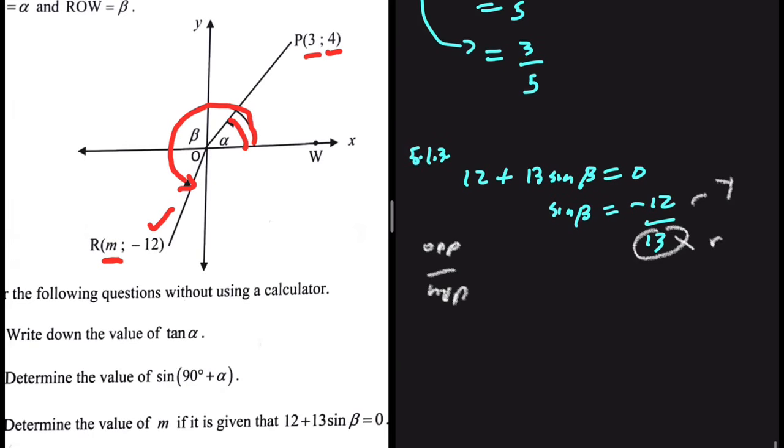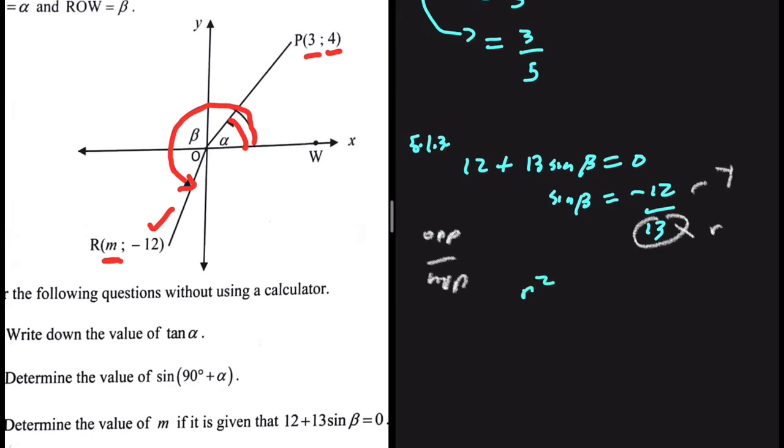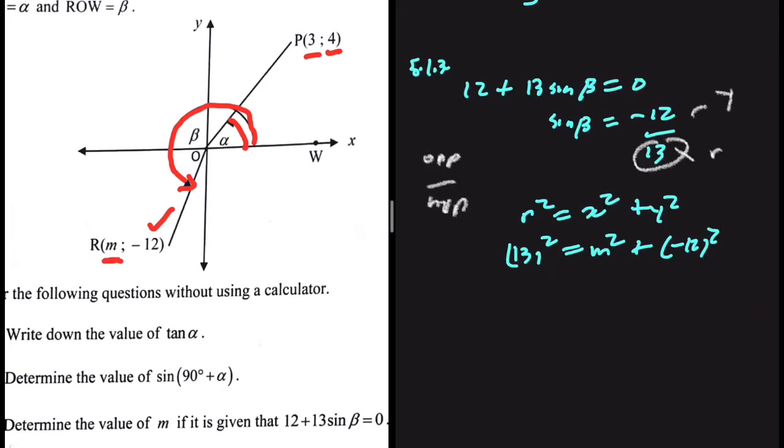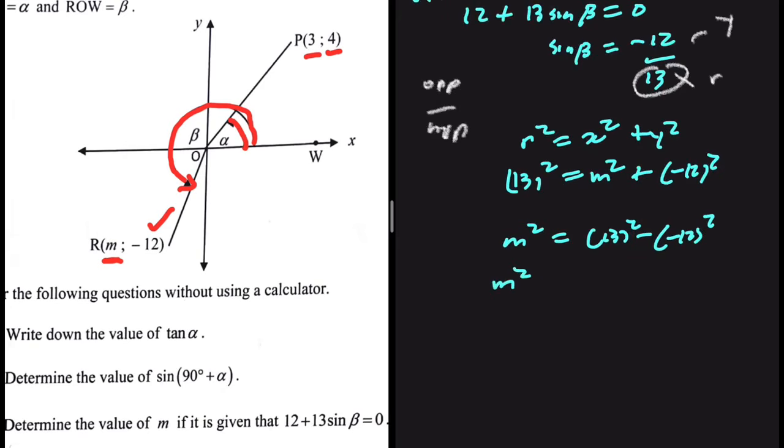So we can set up our equation in the following way. r squared is equal to x squared plus y squared. For us, we have r. So we're going to have 13 squared being equal to m squared plus y squared, that is minus 12 squared. We're going to have m squared being equal to 13 squared minus 12 squared. m squared is equal to 25. So it's either m is equal to 5 or m is equal to minus 5.